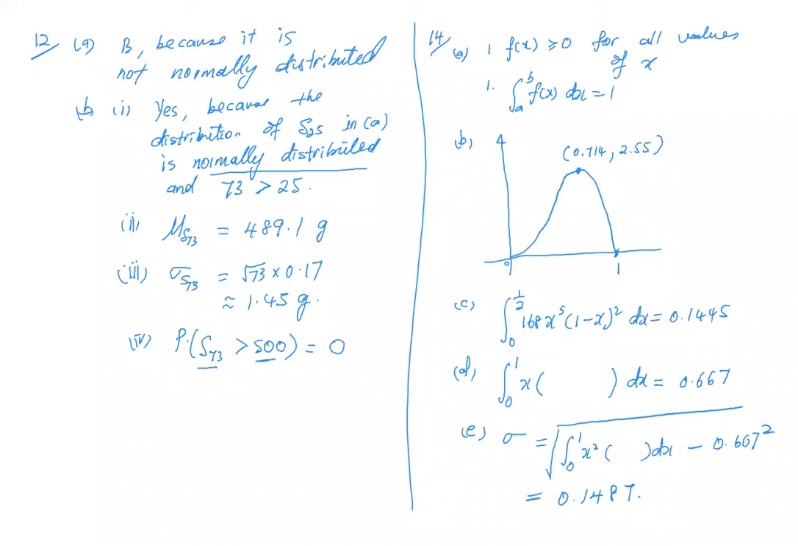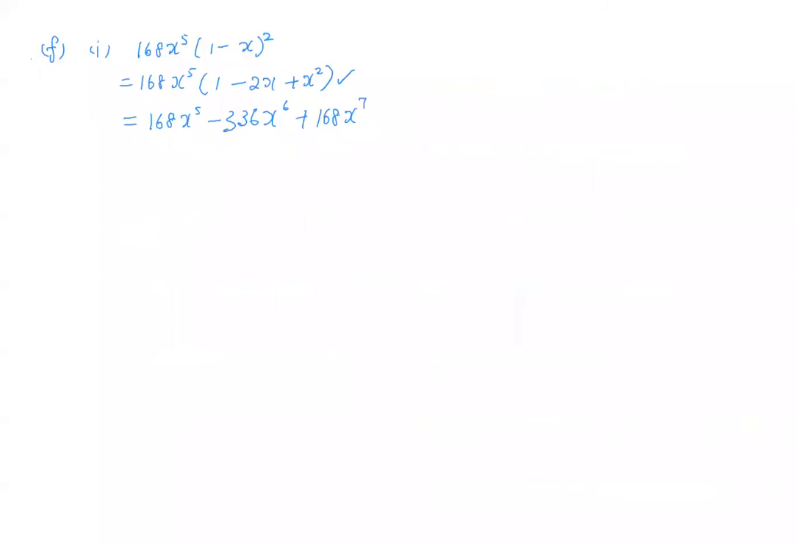Okay, can I move to the other one? Okay. F part 1 done. Part 2, because they say hence. So the moment they say hence means they expect you to do by calculus. Okay, so you have to integrate from 0 to median 168 x to the power 5 minus 336 x to the power 6 plus 168 x to the power 7 dx equal to 0.5. You must show this step.